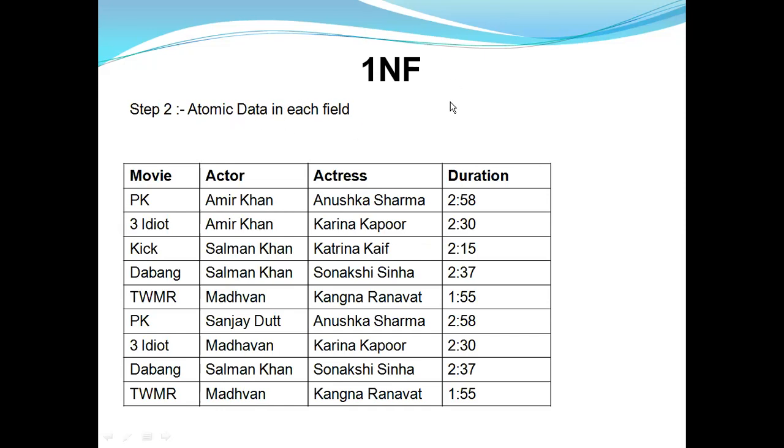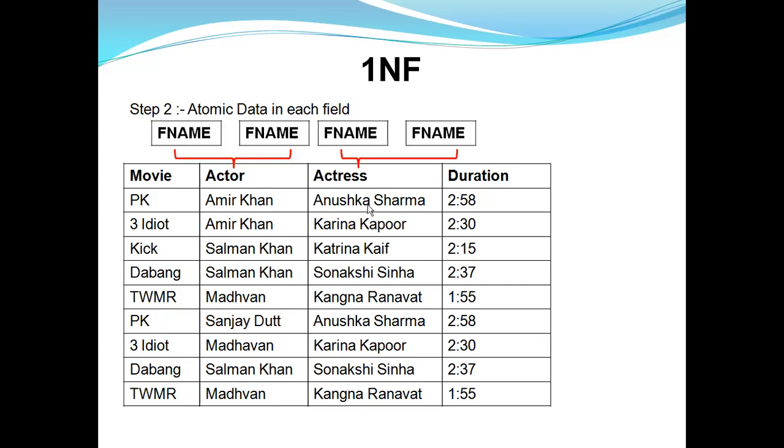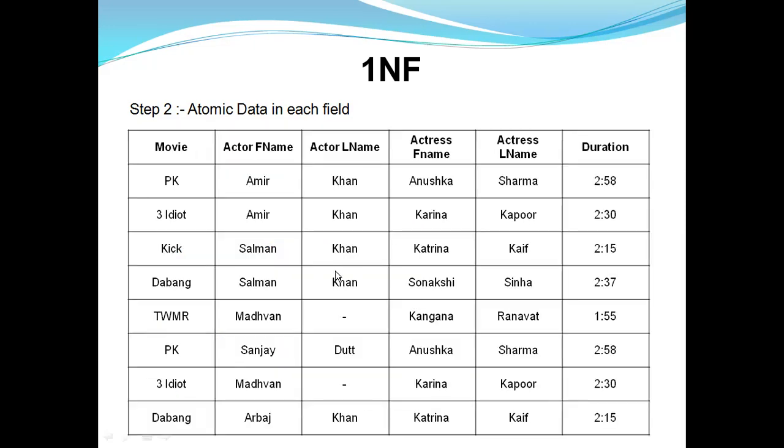Simple here. So we have to look for a second thing now. Atomic data in each field. Do we have atomic data? No, we don't. Amir Khan, Anushka Sharma. So can we say that can be divided into two? First name, last name. First name, last name. Simple. So it will become something like this.